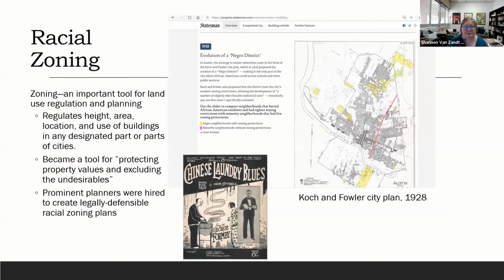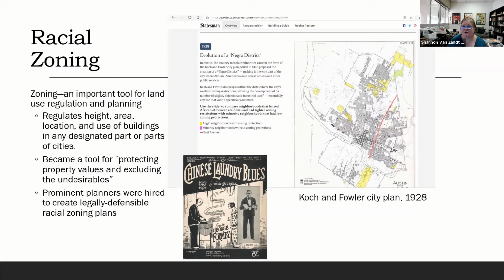Many of you probably don't recognize that zoning is one of the tools most commonly associated with planning. When you think of planners, you think of zoning, or you think of transportation and congestion. That's the other one I get a lot. Zoning has a bad or a good reputation depending on who you talk to, but it continues to be a critical tool for land use regulation and planning. It regulates the height, area, location, and use of buildings. But it came to be in the early 1900s, the 1920s and 1930s, when a lot of laws were passed that permitted zoning. And some of the first zoning was explicitly racial.